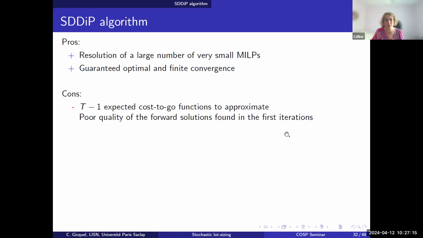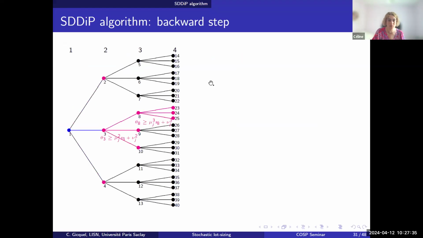But in practice, we were faced with many difficulties when trying to apply this algorithm directly on lot sizing problems. So we tried to understand why, and I will try to give you the cons of this algorithm. The first thing is that in the SDDiP algorithm, we have quite a number of expected cost to go functions to approximate. In fact, at stage t-1 here, for instance, we have to approximate Q1, Q2, and Q3.